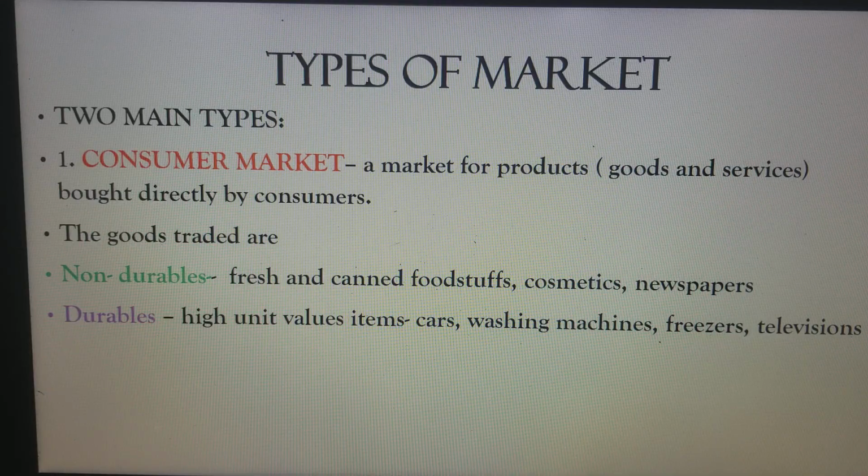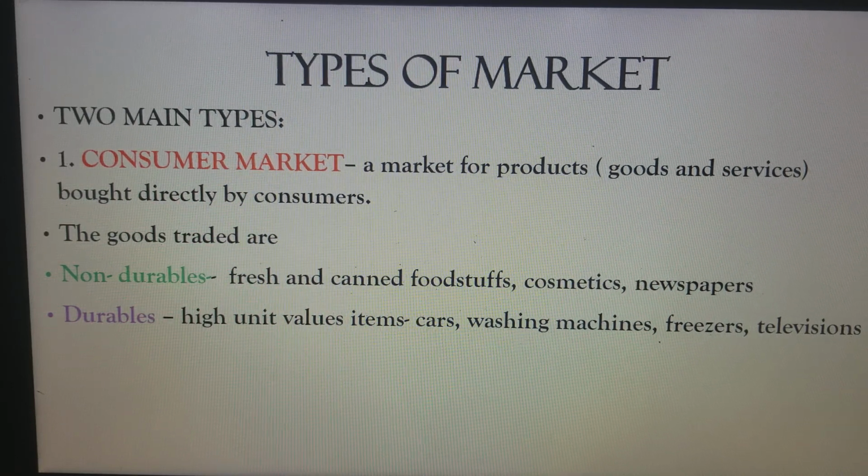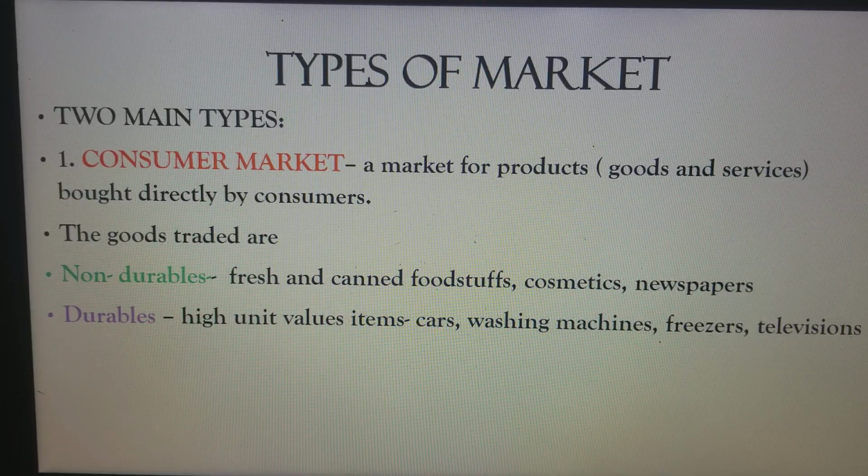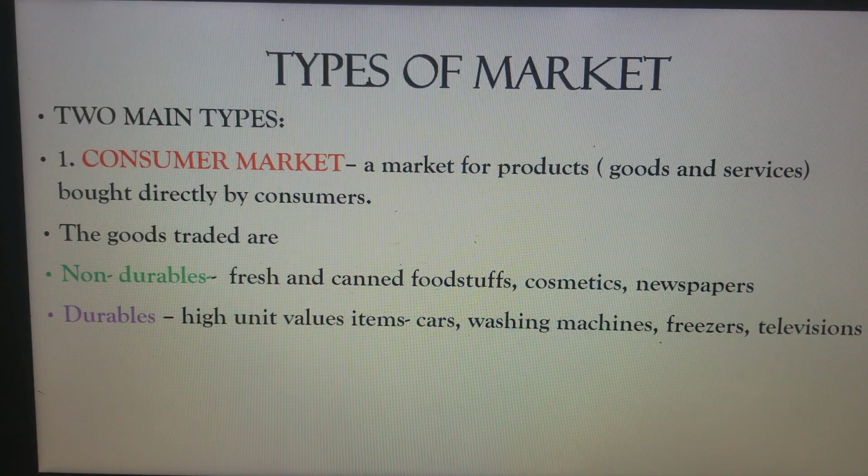Non-durable goods are really foodstuff that can be spoiled or perished or damaged in a short space of time, while durable goods are those goods that will last for a while. They are high value units such as your motor vehicle, your machines, etc.